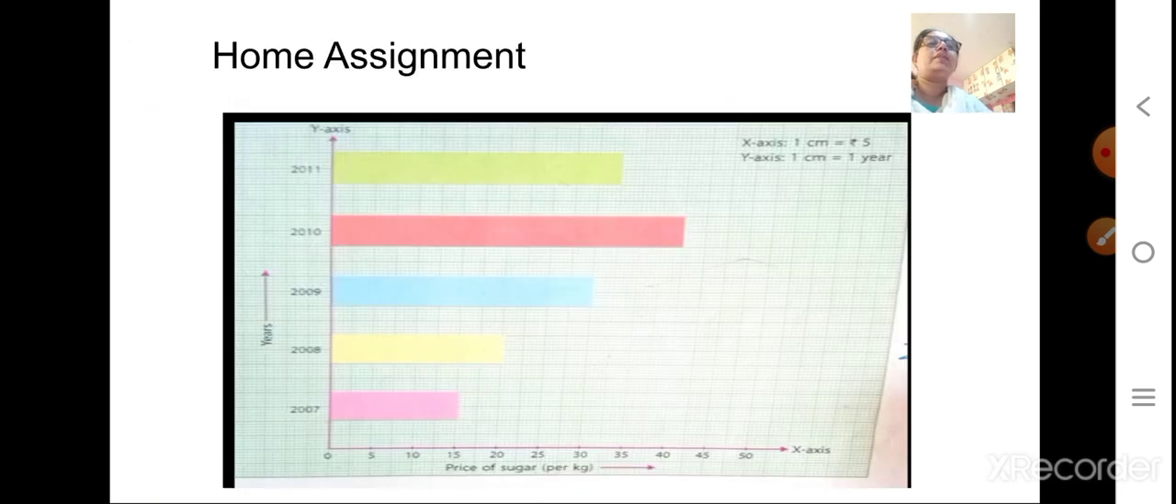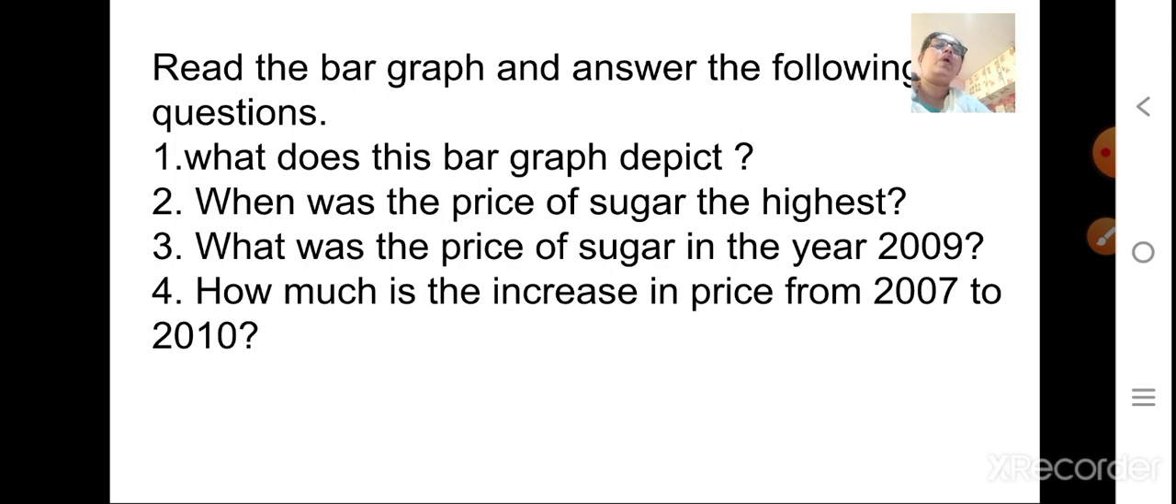Now based on this, here is a home assignment for you. A bar graph is shown here. You have to answer the following questions. So read the bar graph thoroughly and then answer the questions.